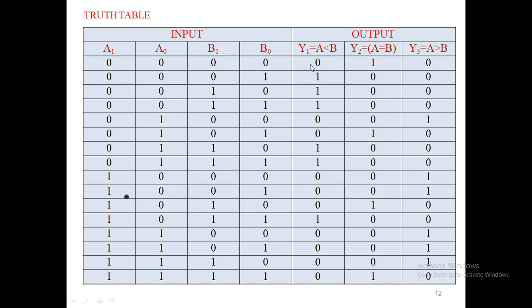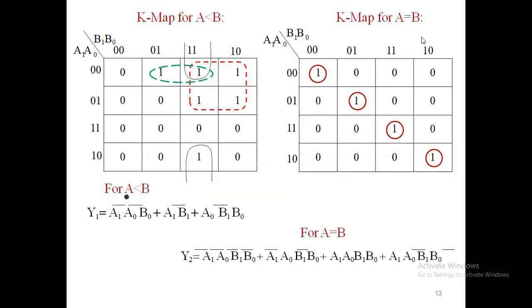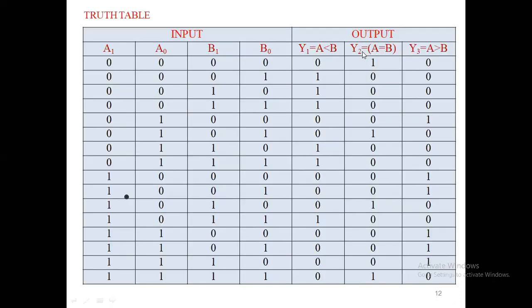Is the truth table clear? How we got the outputs here? Is it clear? Can anyone respond? Are there any doubts regarding this truth table, the 2-bit comparator?